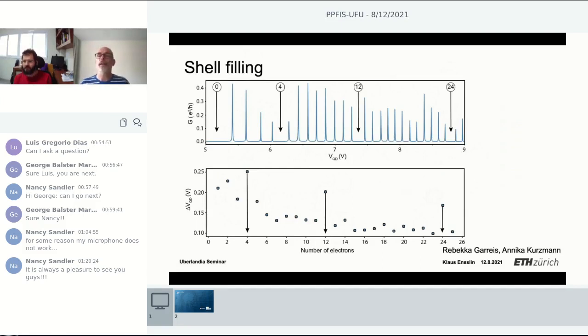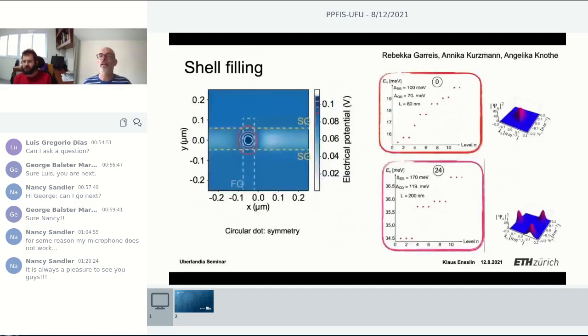And here we got some help from our theory friends, Angelika Knote and Volodya Falko in Manchester. They actually calculated the dot, and we found that it's circular.